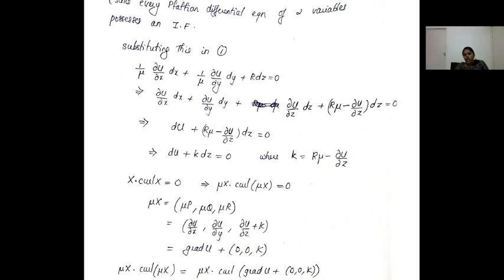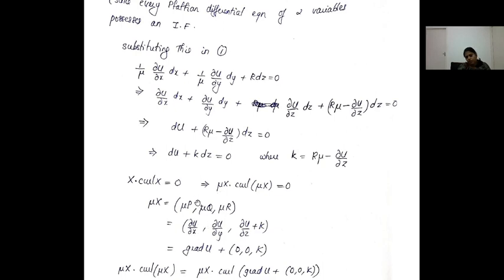Now I'll calculate what is μx dot curl μx. So this is the value of μx, μp, μq, μr. Now μr is equal to k plus ∂u/∂z. Now this can be written as gradient of u.